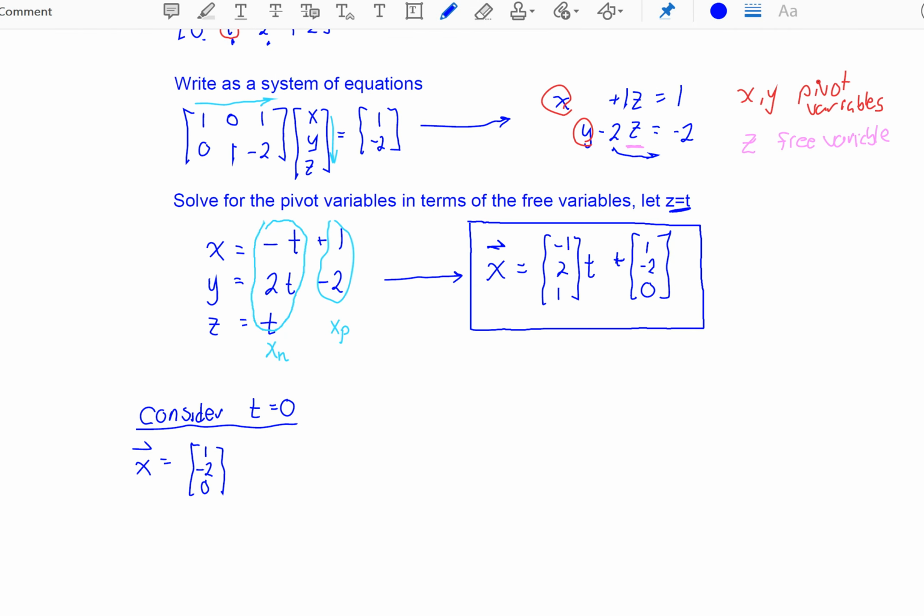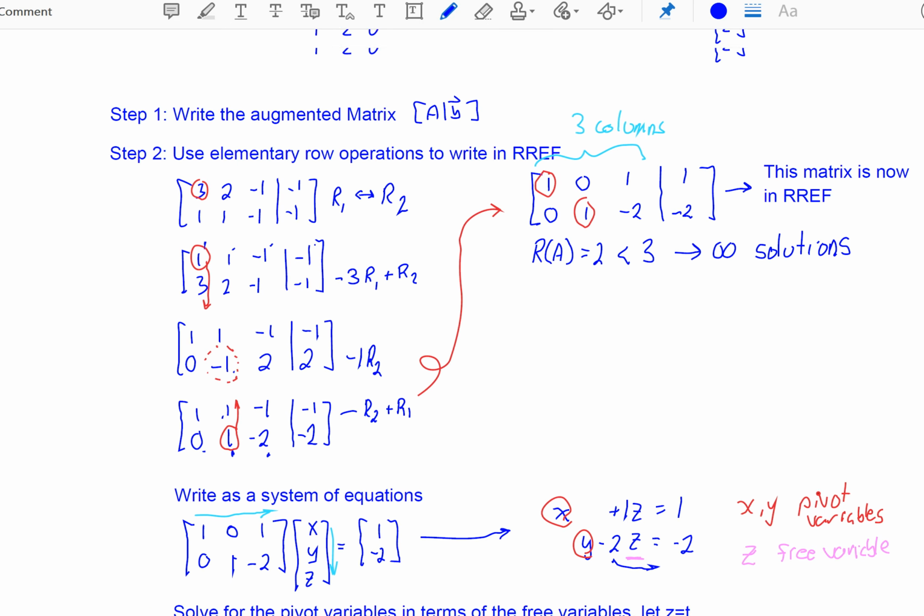But let's try another one. What if t is not 0? What if t is equal to 1? If t is equal to 1, then imagine there's a 1 right here. 1 times this vector is itself, and so we'll add these two vectors together, and we should get 0, 0, 1. So 0, 0, 1 should also be a solution to our system of equations.